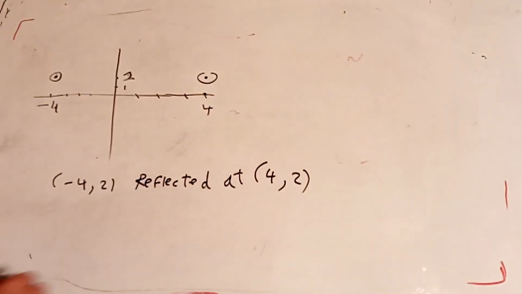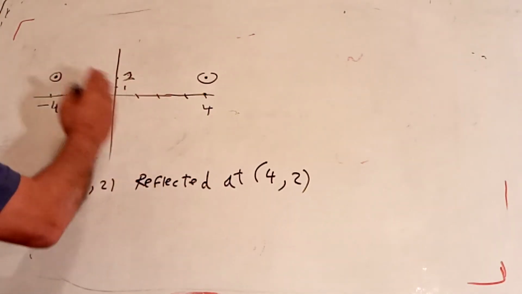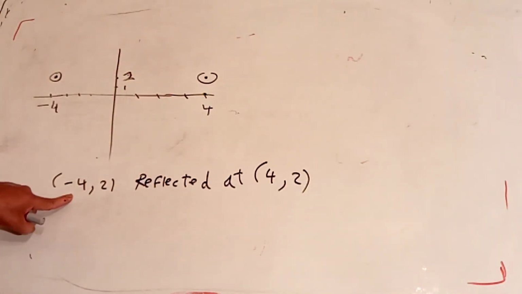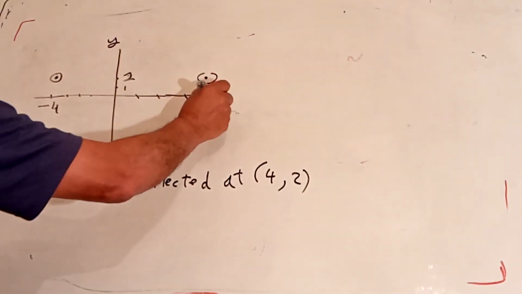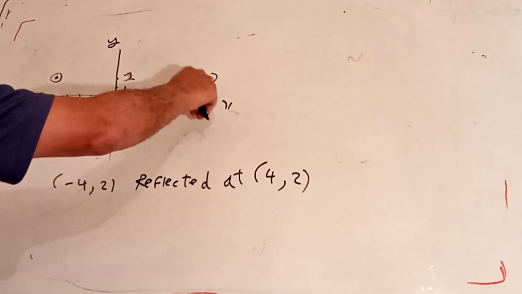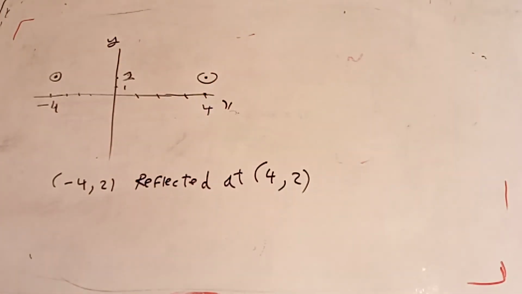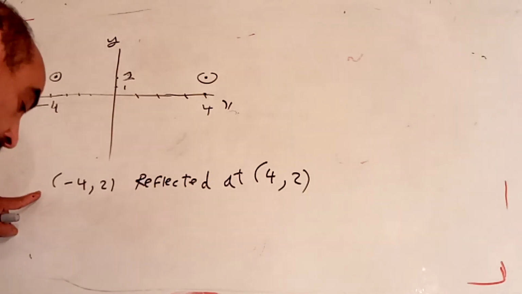As I told you in the last exam, if we are reflecting over the y-axis, the x will change, but the y will not change. This is the y-axis, dividing the x. So when this point is reflected to here, x will change its sign, but y will not. This is the point, 4 and 2.